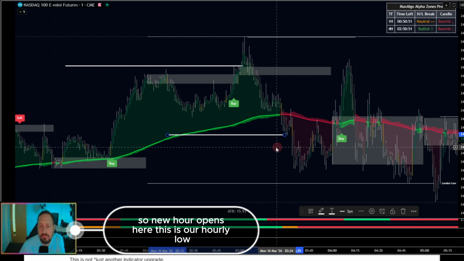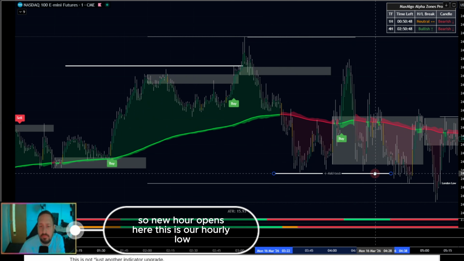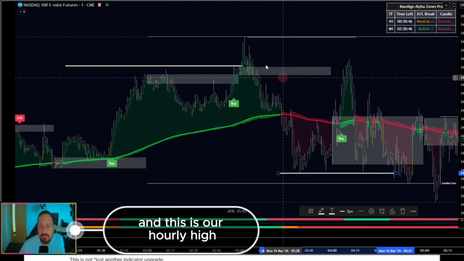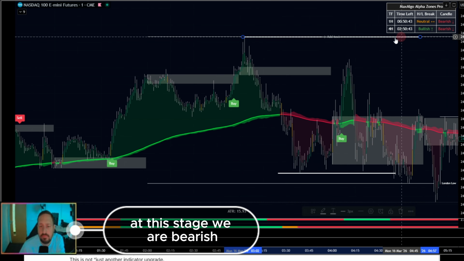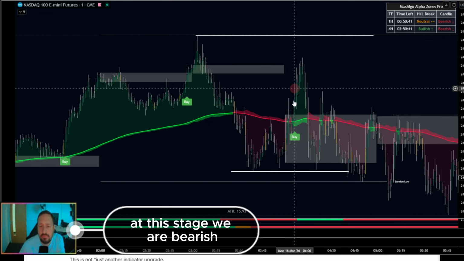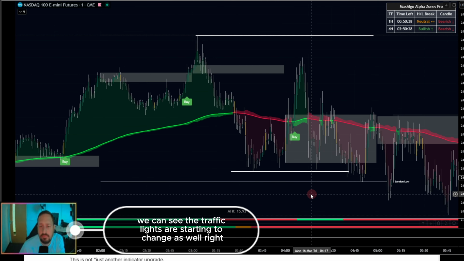So new hour opens here. This is our hourly low. And this is our hourly high. At this stage, we are bearish. We can see the traffic lights are starting to change as well, right?